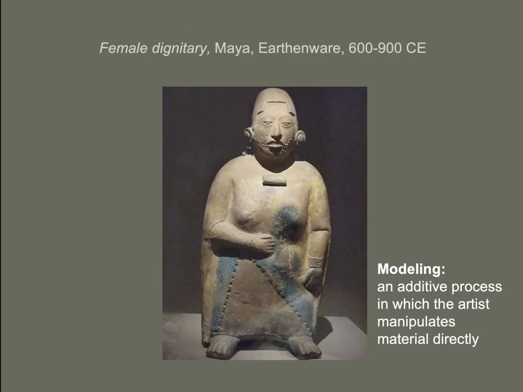Modeling is an additive process in which the artist manipulates the materials. It can be done with tools or fingers, and the marks are often going to be present in a work. We can see that in this piece, Female Dignitary, a Mayan piece made out of clay from 600 to 900 CE. You can actually see some of the tool marks left behind as the artist has worked in clay.